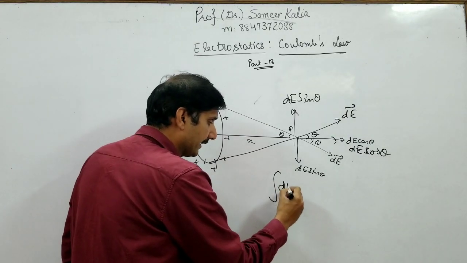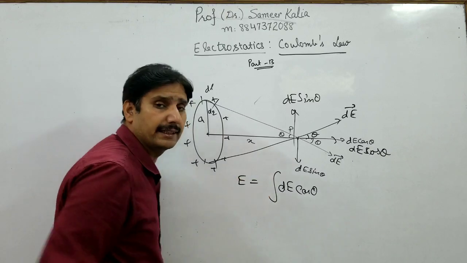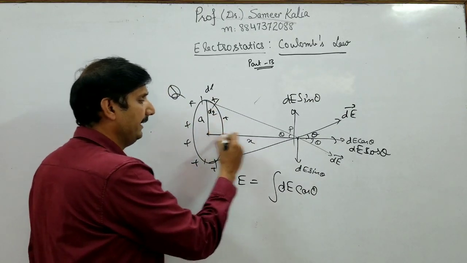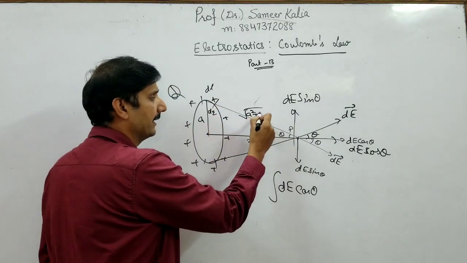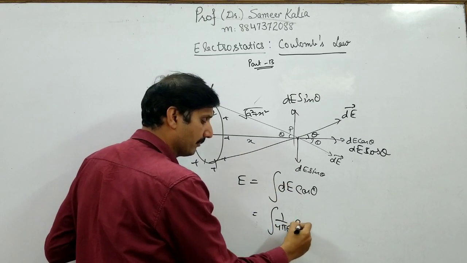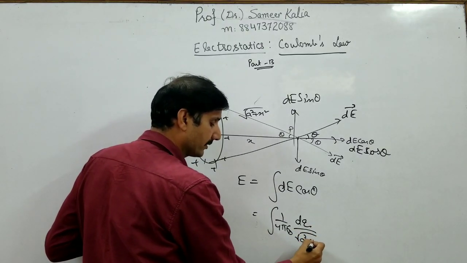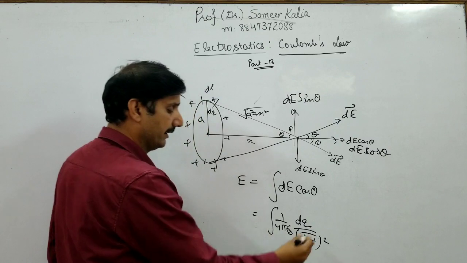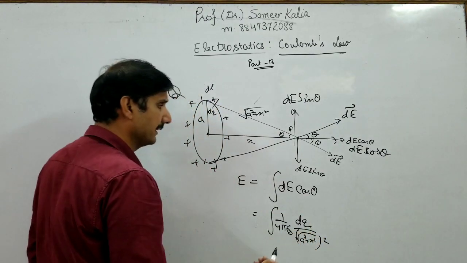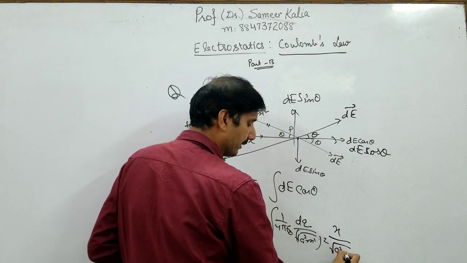Now the total electric field is the integration of dE cos theta over the complete circle. Now just put in the value of dE. This is a, this is x, and this is under root a square plus x square. So what is electric field dE? It will be 1 by 4 pi epsilon naught, small charge dq divided by under the root a square plus x square whole square. Square and under root get cancelled out, and cos theta. What is cos theta? Cos theta is base over hypotenuse. This is x divided by under the root a square plus x square.